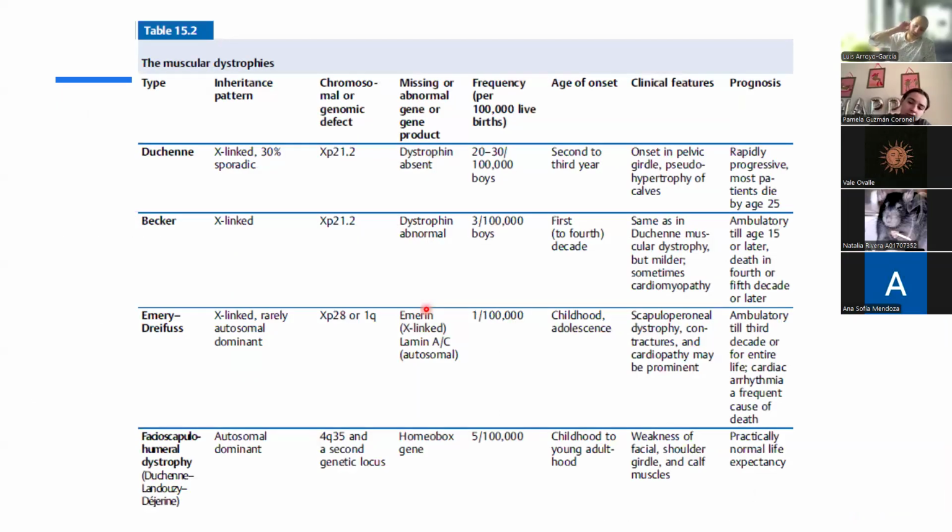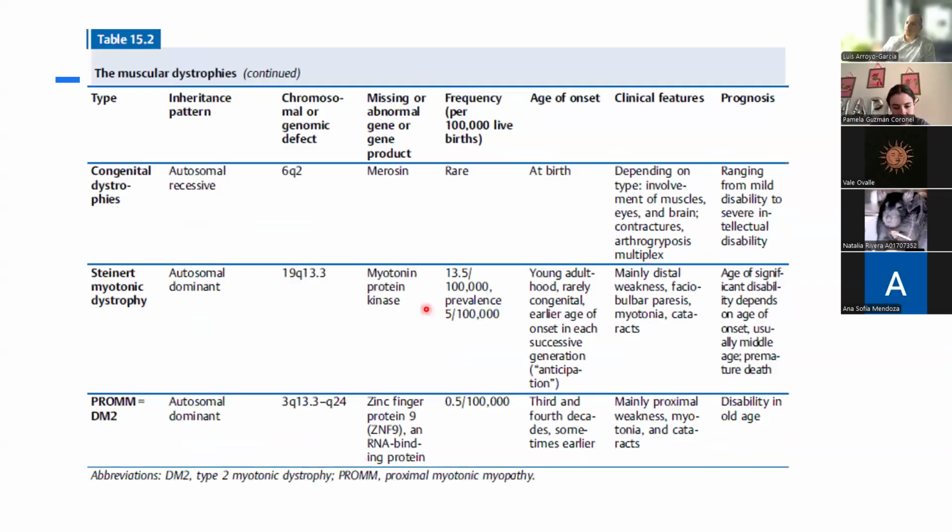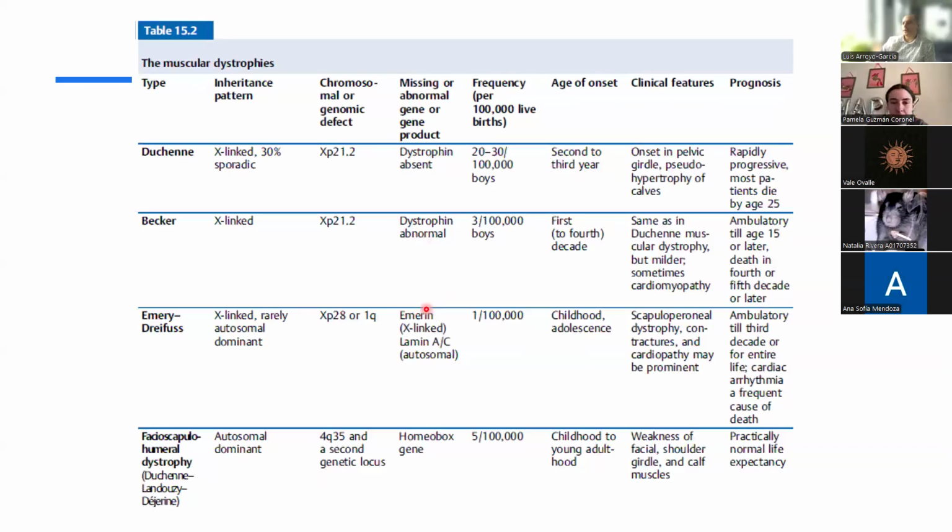And this is the table. Actually, it's not even worth having the second one; if you only have this one, it's enough. As I was telling Pamela, this one is not really that important. It's important for you to know that they are linked to the X chromosome. Here, Duchenne is dystrophin absent. Becker is dystrophin abnormal.